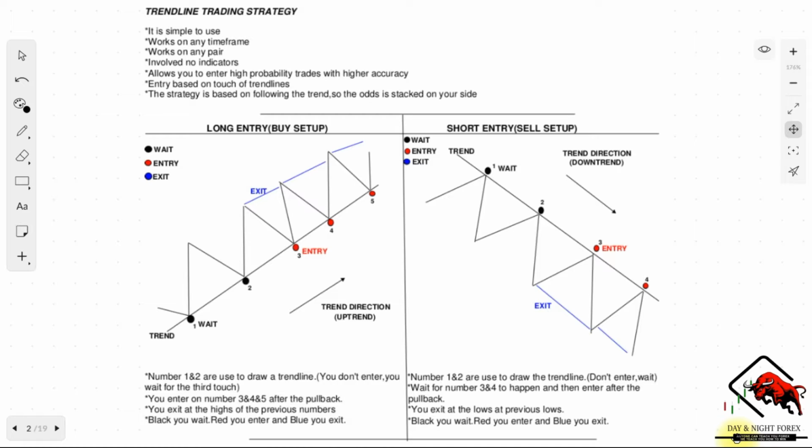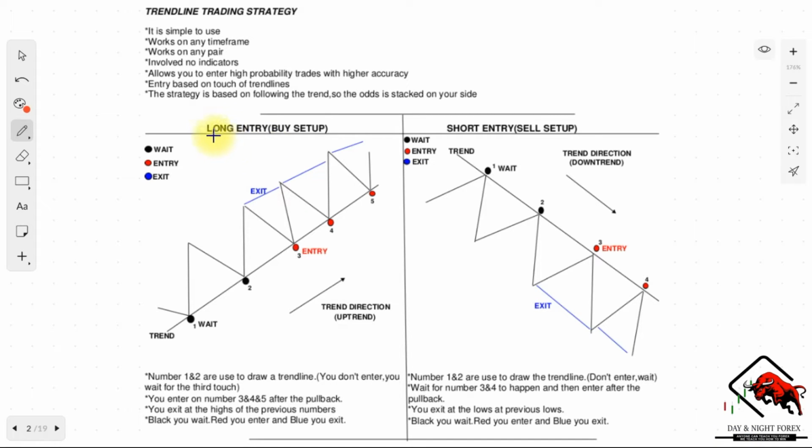So the entries are based on touch on trend lines that we're going to be drawing. The strategy is based on following the trend, so the odds are stacked on your side. So remember what we said, the trend is your friend. We trade with the trend, we don't trade against the trend. So we have the long entry buy setup and then the short entry setup here on the screen. Long just means we're going to buy.